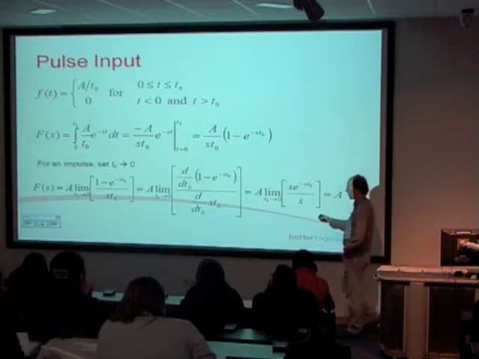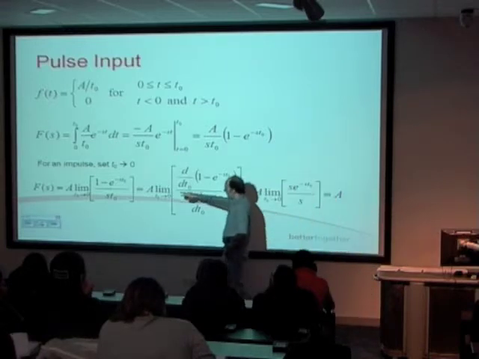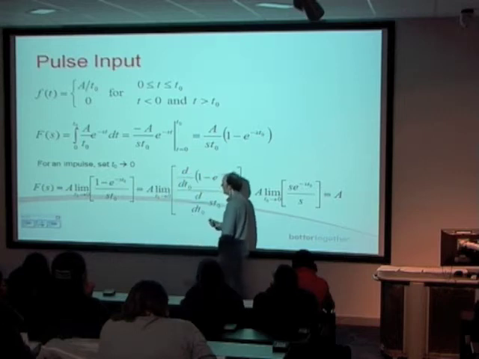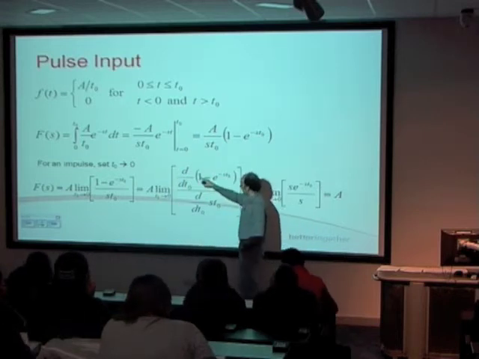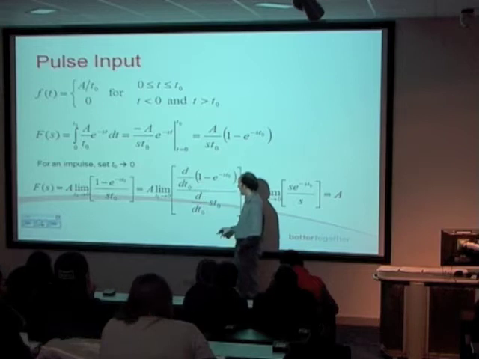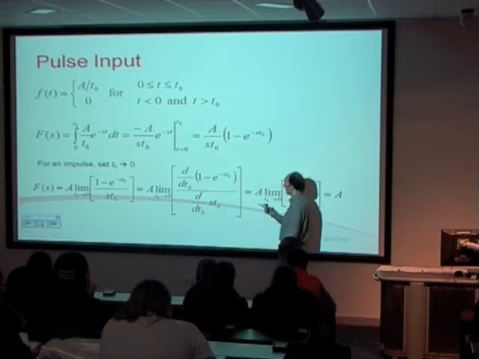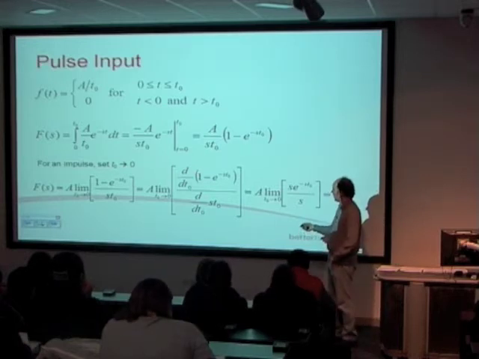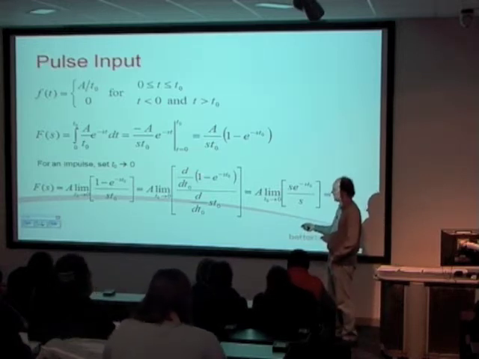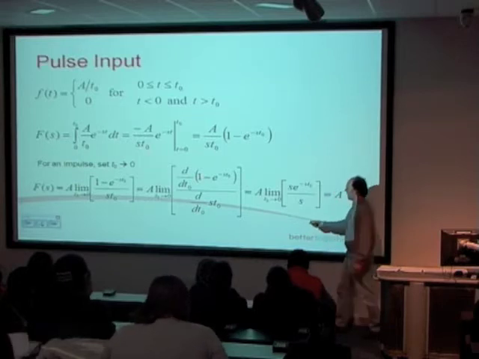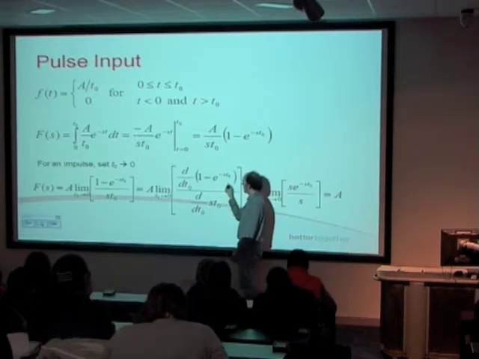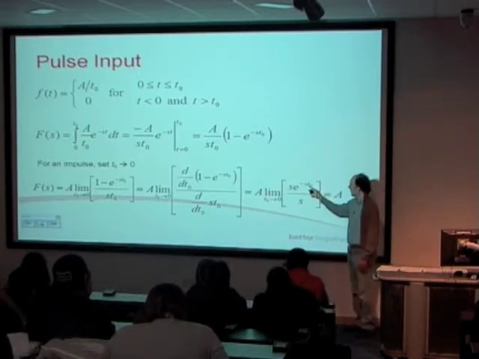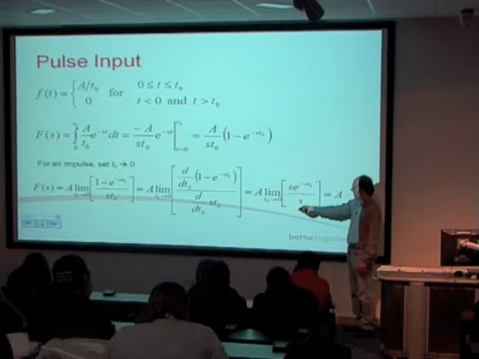And so we use what's called L'Hopital's rule, which says that if you've got a limit that goes to 0 over 0 or infinity over infinity, you can take the derivative of the top and the derivative of the bottom, and then do the limit, and you end up with a value. So we do the limit. The derivative of the top: the derivative of 1 is 0, and the derivative of this is going to be minus e to the minus st, and we bring the s down from there as well.